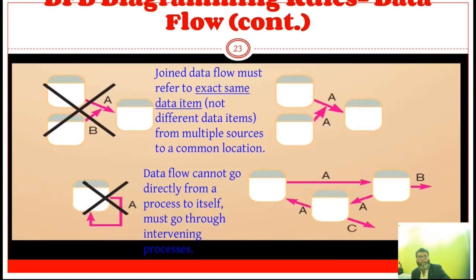The next one: joined data flow must refer to the exact same data item, not different data items, from multiple sources to a common location. Data flow cannot go directly from a process to itself; it must go through intervening processes.